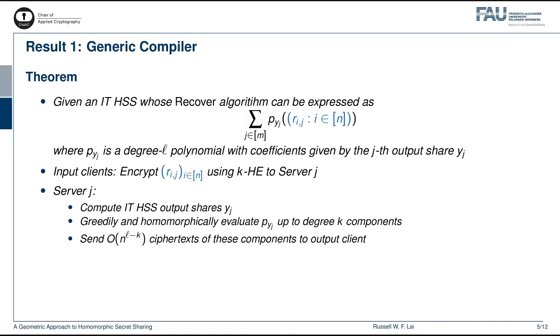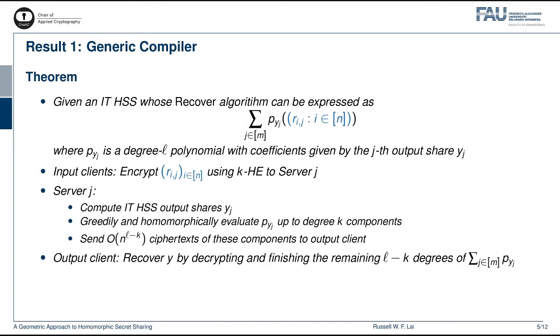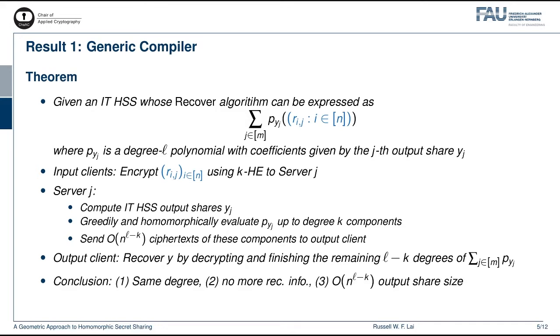They then finally send up to n to the power l minus k many ciphertexts of these components to the output client. Finally, the output client could recover the computation result y by first decrypting the ciphertext sent by the server and then finishing the remaining l minus k degrees of the recovery algorithm. In conclusion, we obtain a public key HSS scheme supporting polynomials of the same degree, but with no more recovery information and with much smaller output share size of n to the power l minus k.